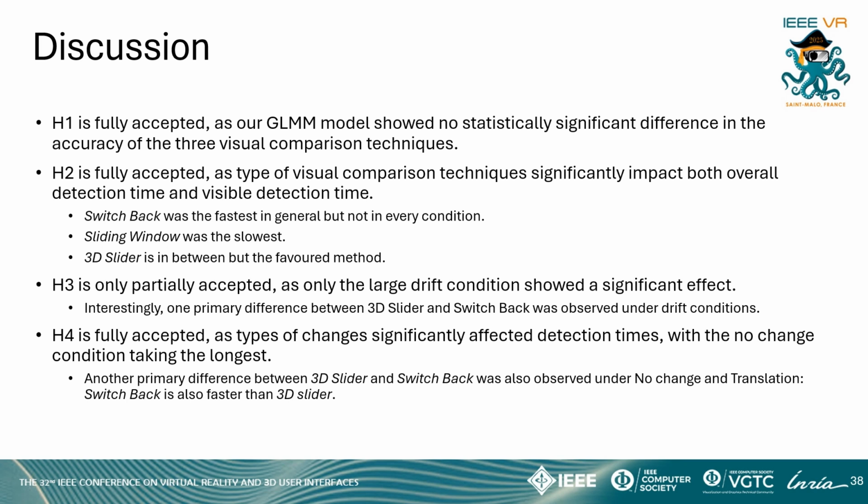H3 is only partially accepted, as only the large drift condition showed a significant effect. Interestingly, one primary difference between 3D slider and the switchback was observed on the drift condition. Lastly, H4 is fully accepted, as types of change significantly affect the detection time, with the no change condition taking longest. Another primary difference between 3D slider and the switchback was also observed on the no change condition and the translation change, where switchback is also faster than 3D slider.